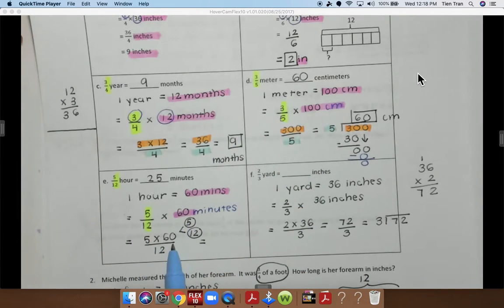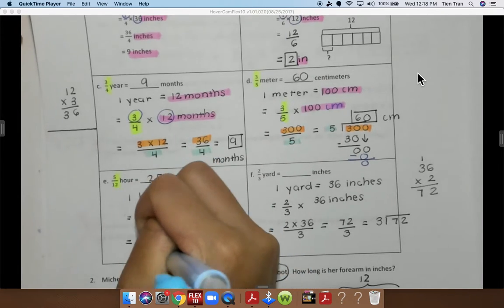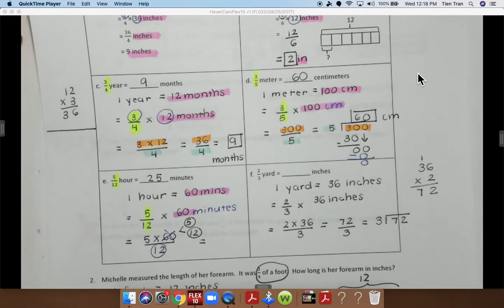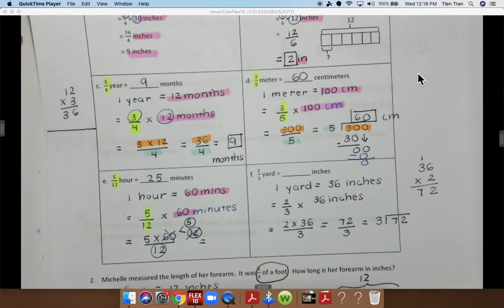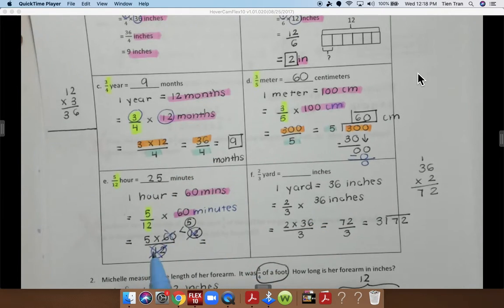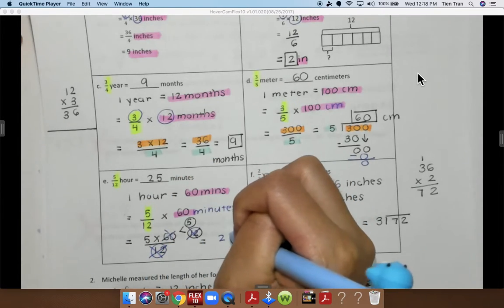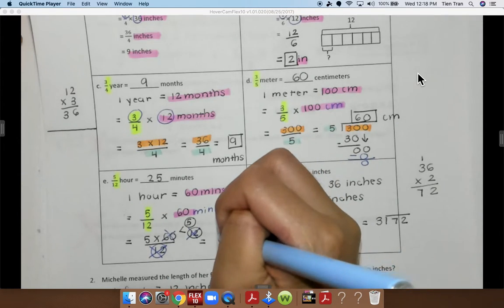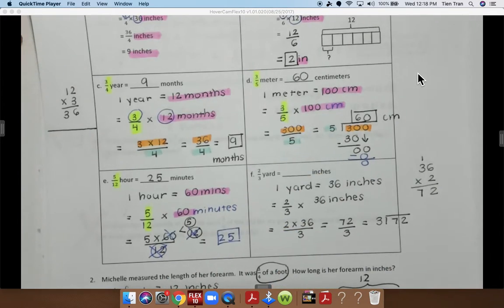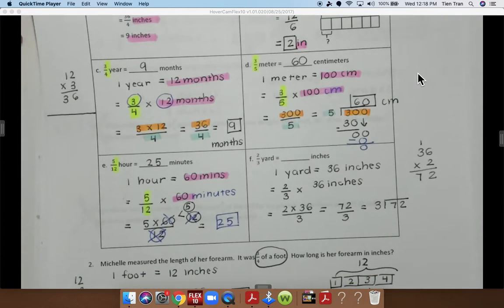5 times 60. Now, I can multiply and then divide, but I really like how you can find the common multiples and then reduce it. So the number I have here is 60. I can cross off because it changes to 5 and 12. I notice that there is a 12 at the top and a 12 on the bottom. So 5 times 5 is equal to 25. Our denominator would be 1, so 25 divided by 1 would equal 25. My final answer is 25 minutes.